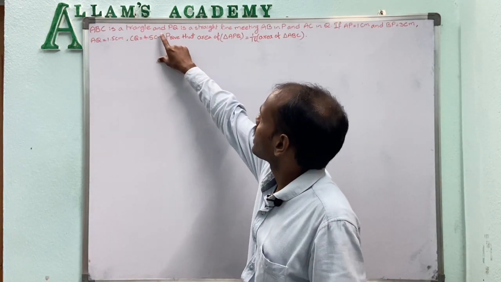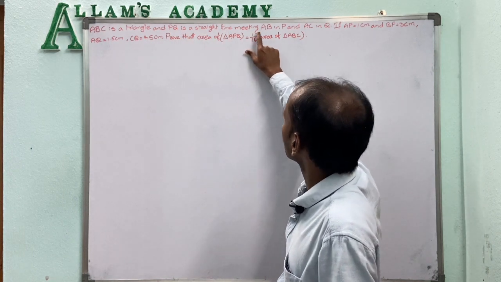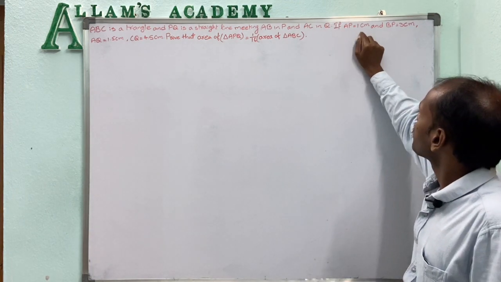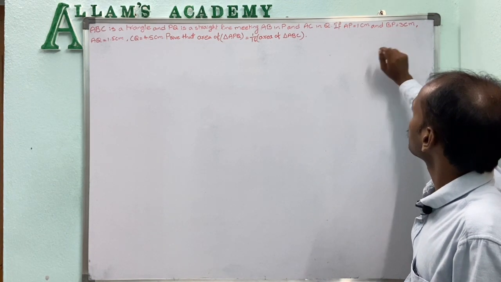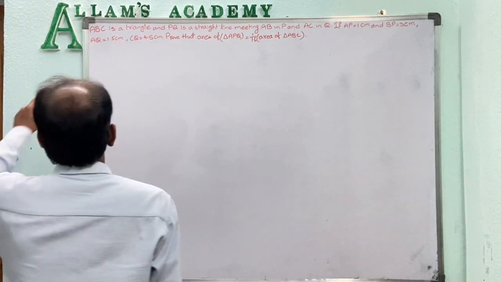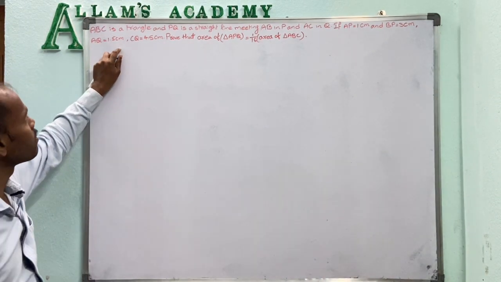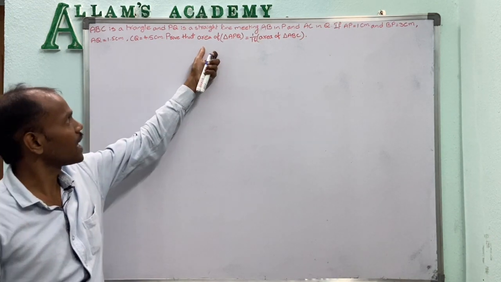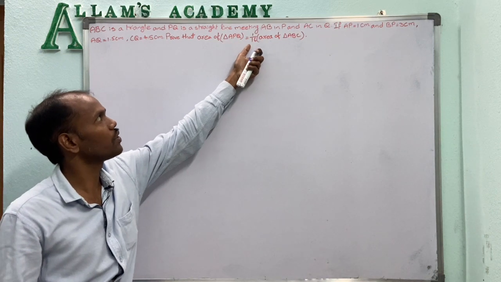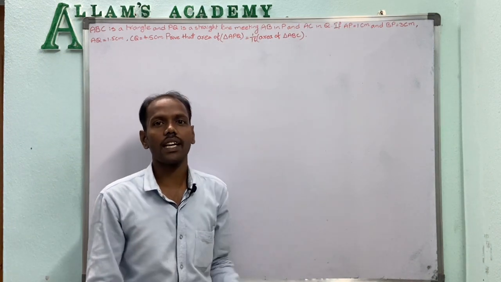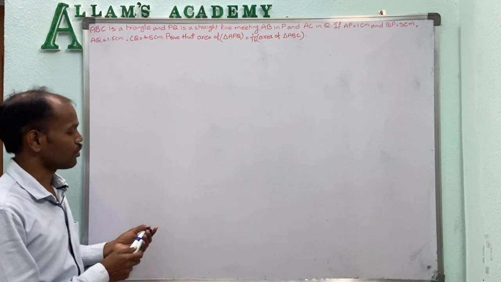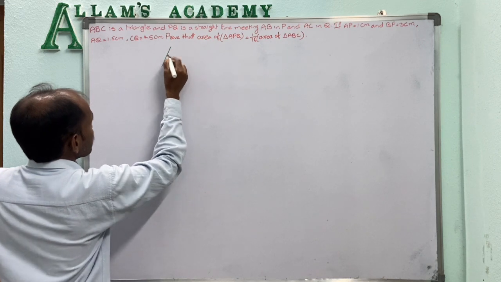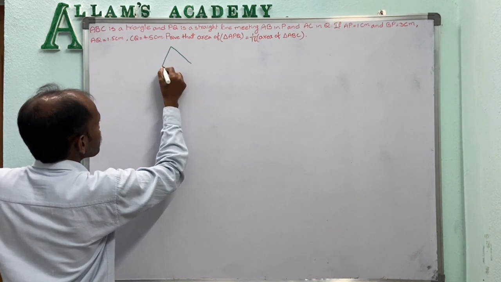ABC is a triangle and PQ is a straight line meeting AB in P and AC in Q. If AP equal to 1 centimeter and BP equal to 3 centimeters, AQ equal to 1.5 centimeters, CQ equal to 4.5 centimeters. Prove that area of triangle APQ equal to 1 by 16 area of triangle ABC. That one we have to prove. So first, drawing the diagram for the given information.